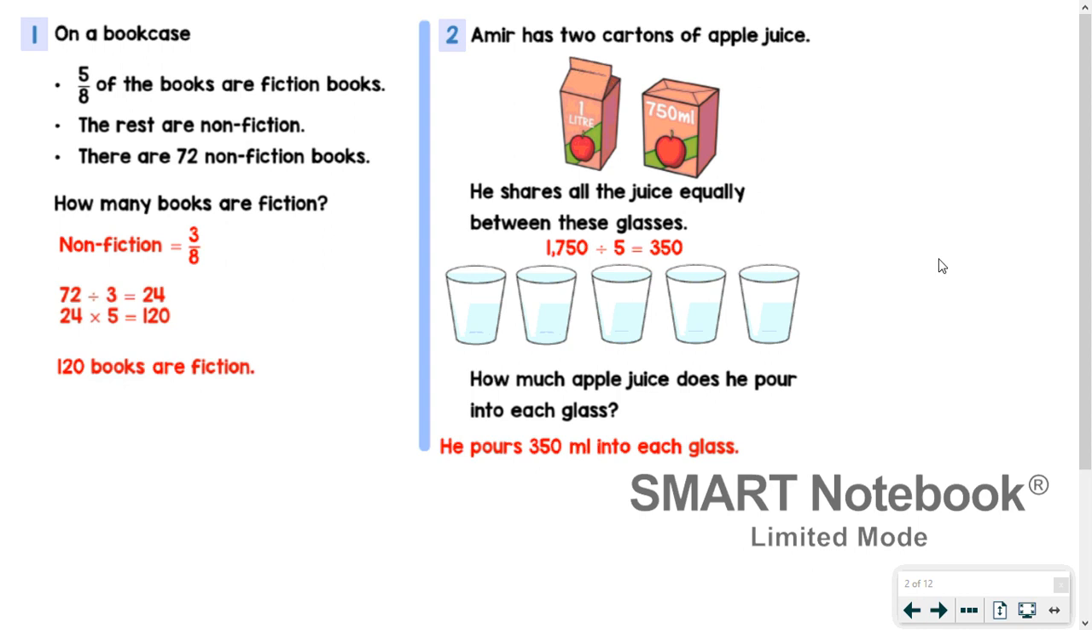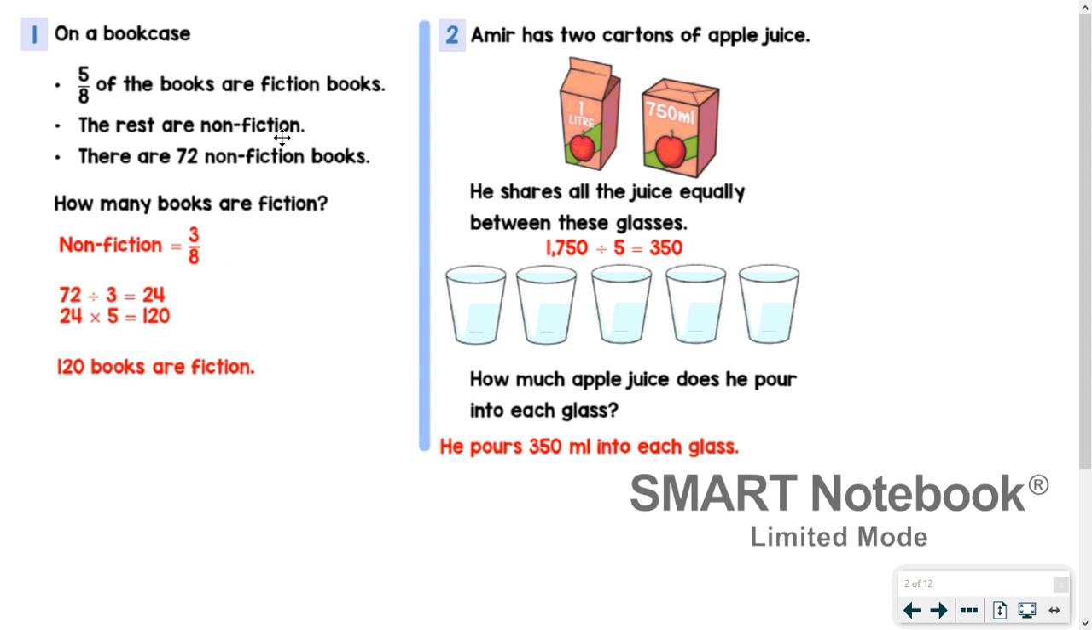So, a bookshop: at least 5/8 of the books are fiction books. The rest are non-fiction. There are 72 non-fiction books. How many books are fiction? If we know that 5/8 are fiction, then the whole, all the books, must be 8/8. So we can say that the non-fiction books, because the rest are non-fiction, are 3/8. We're told there are 72 non-fiction books, so 3/8 would equal 72.